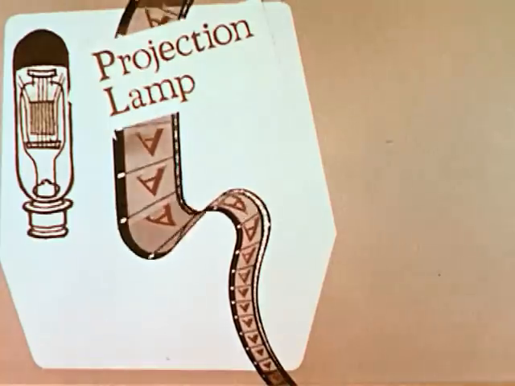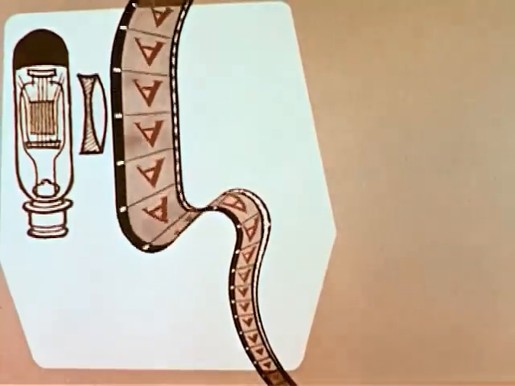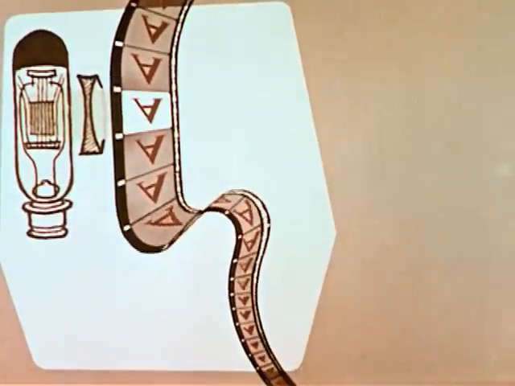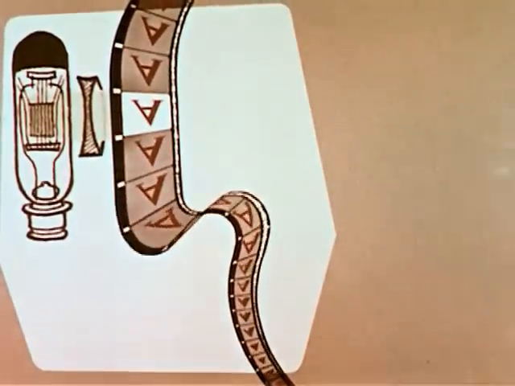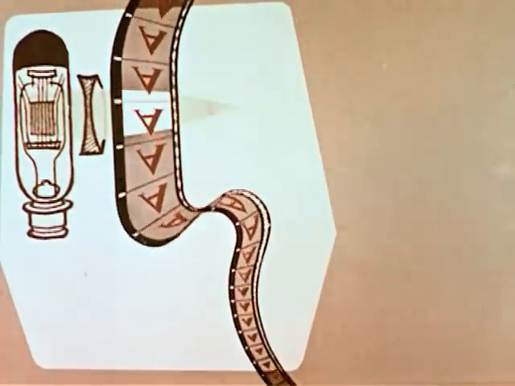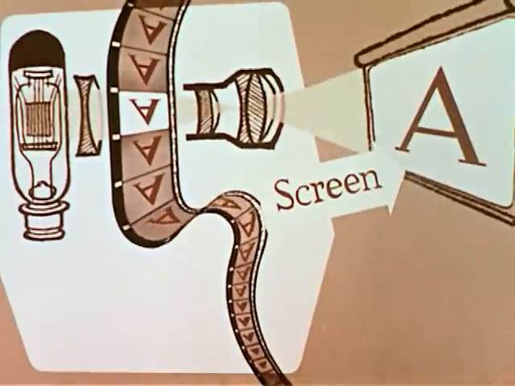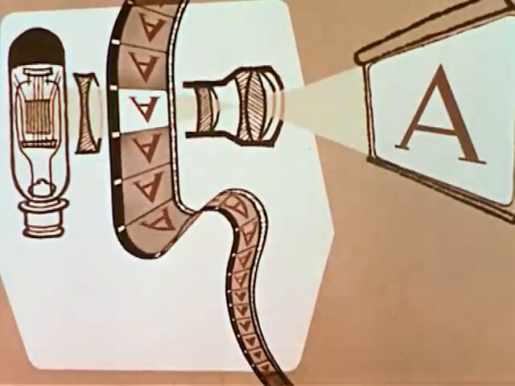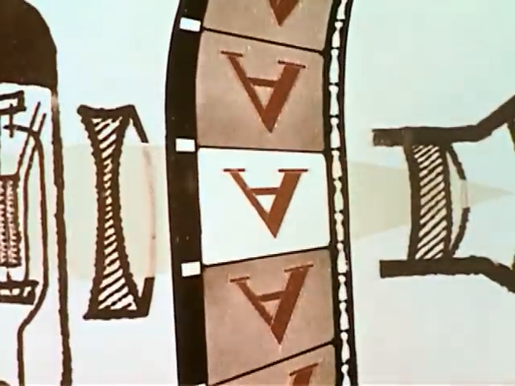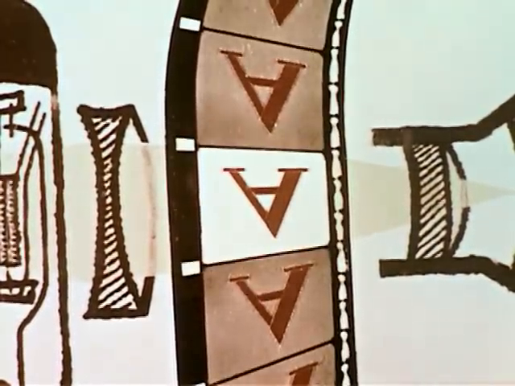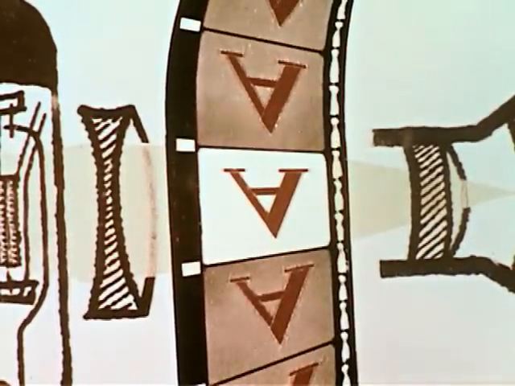This section consists of the projection lamp, which is a very bright light source. This light is concentrated on a single frame of the film by a condenser lens. The brilliantly illuminated frame of the film is projected by the projection lens onto the screen. The lens is moved to focus the picture. As the film moves through the picture section, it pauses on each frame. In a sound projector, this happens 24 times a second.